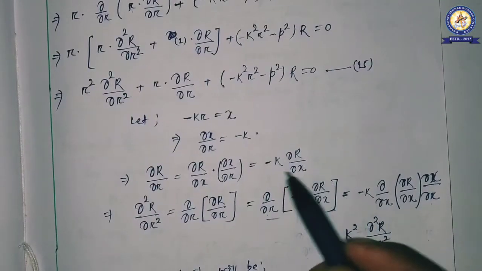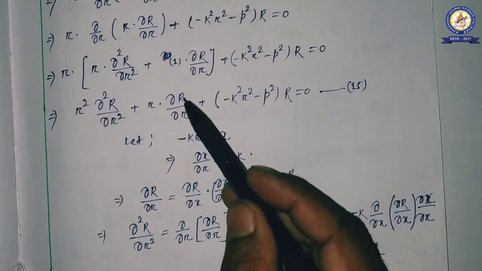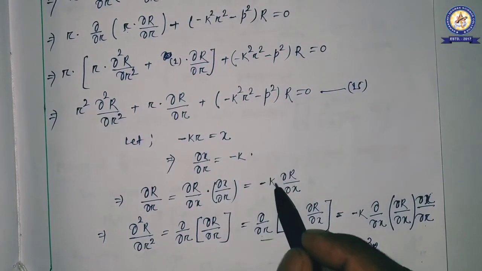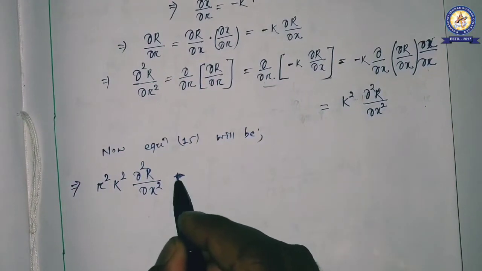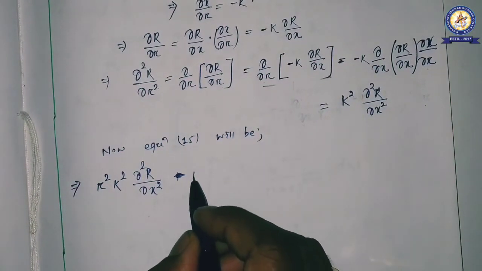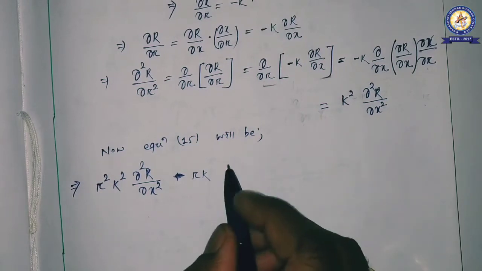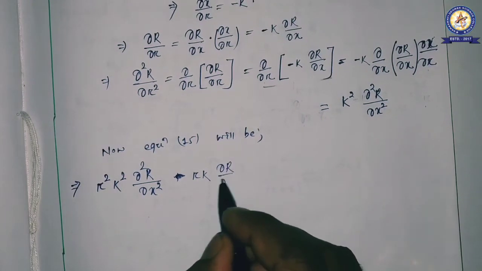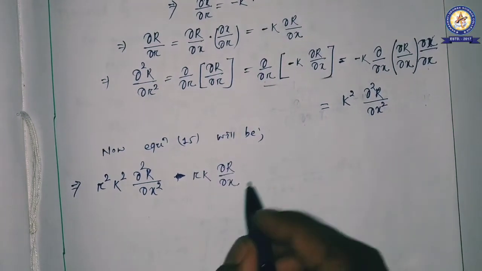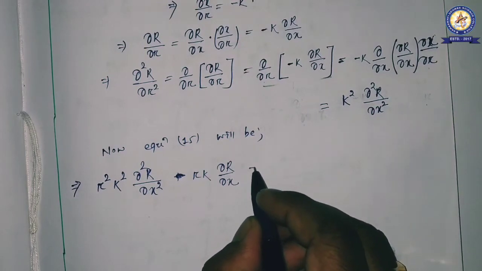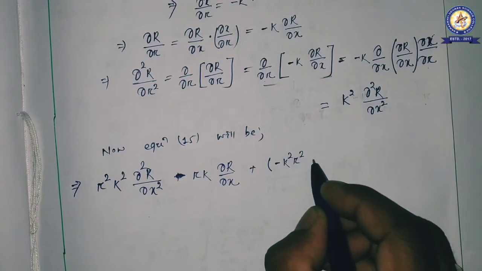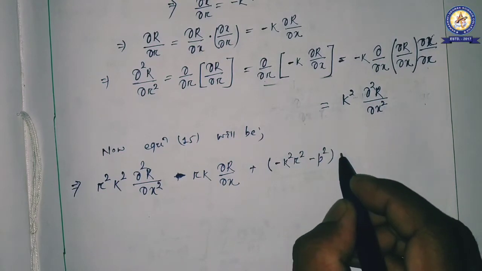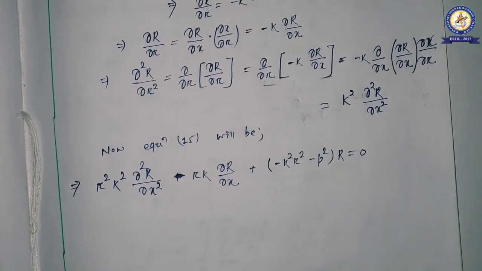Here you can see that del r by del r, del r by del r is your minus k. So if we put that, this will be minus rk del capital R by del x. Okay, then plus minus k square r square minus p square capital R equal to 0, right?